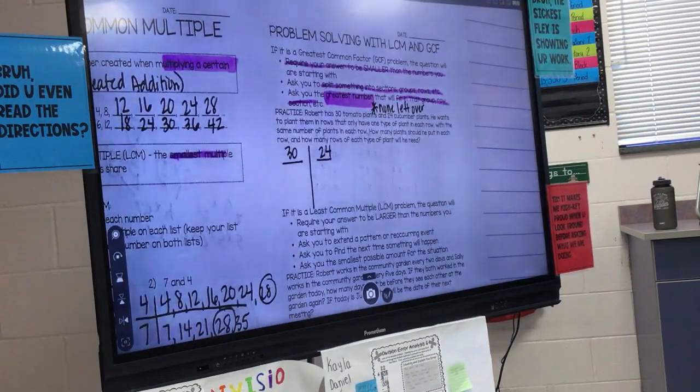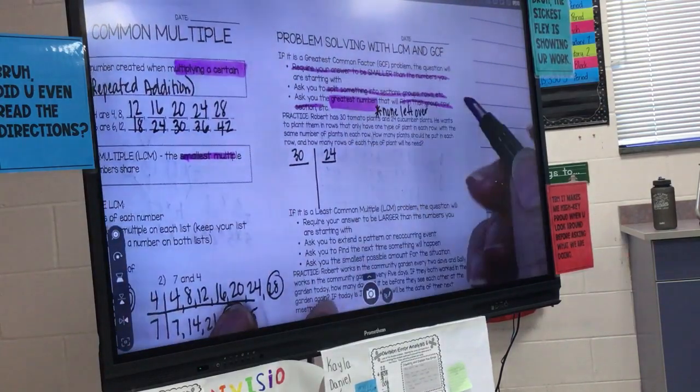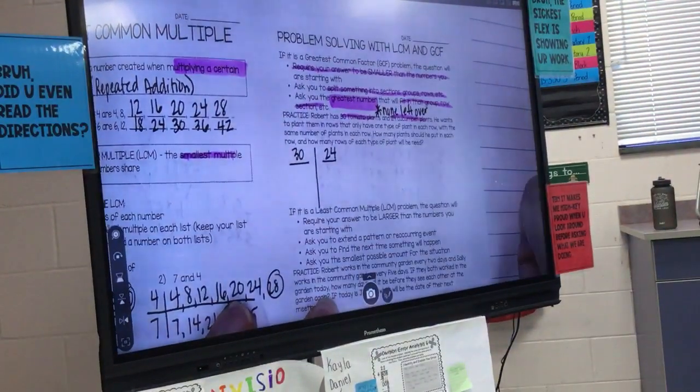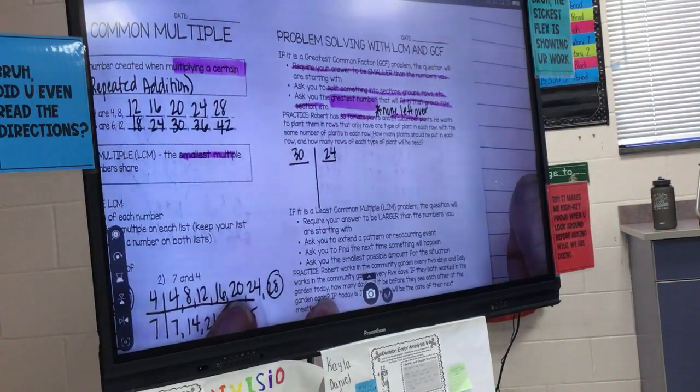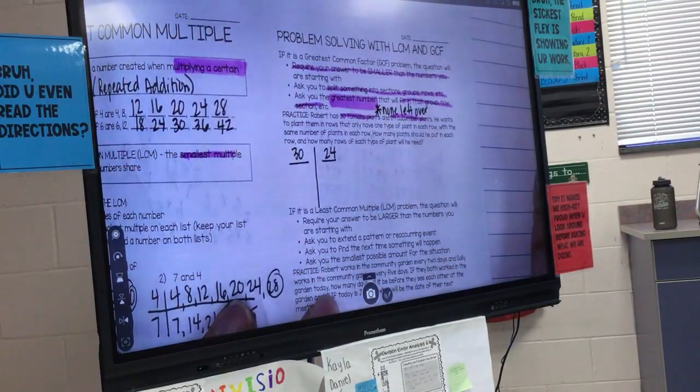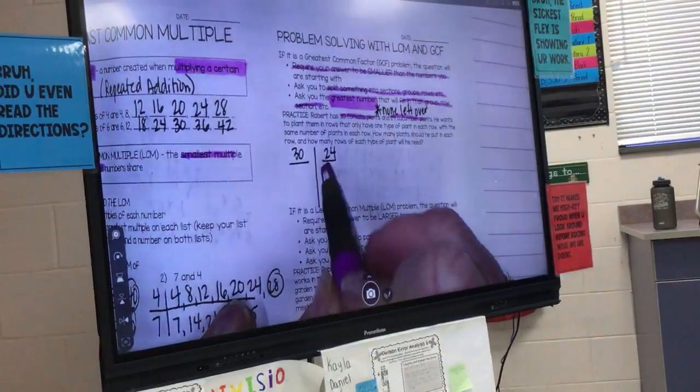Have a seat if you're standing. Go ahead and help me annotate. What's important in that first sentence? Summer. 30 tomato plants and 24 cucumbers. Okay. What's important in the next sentence, Seth? Y'all gotta speak up.